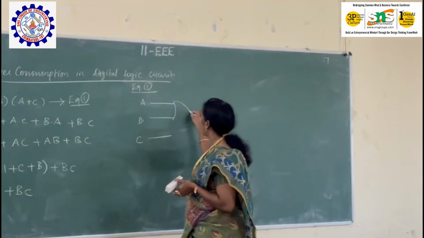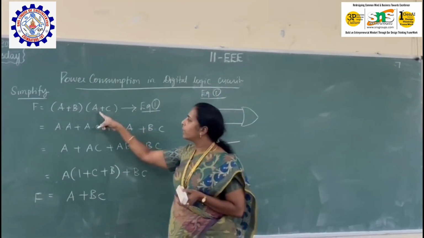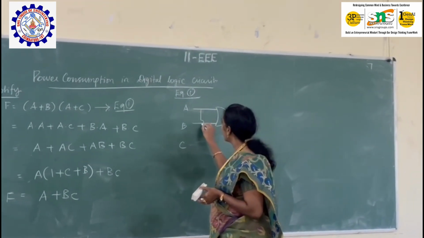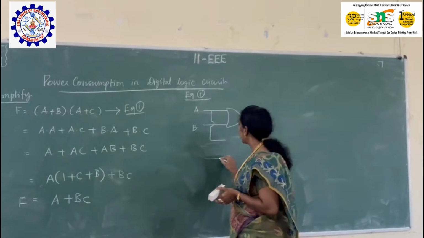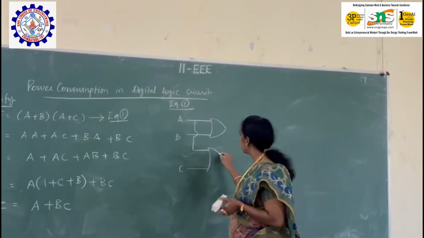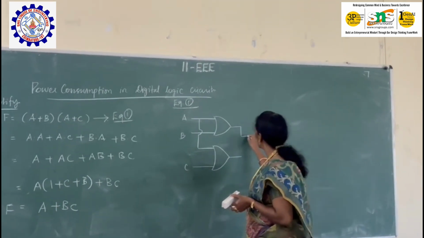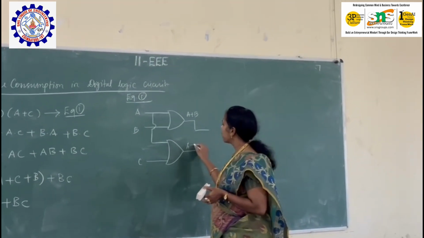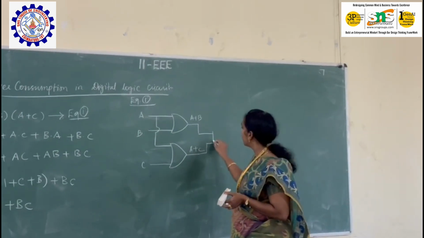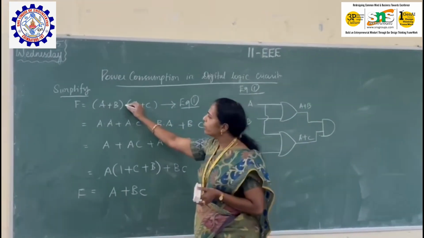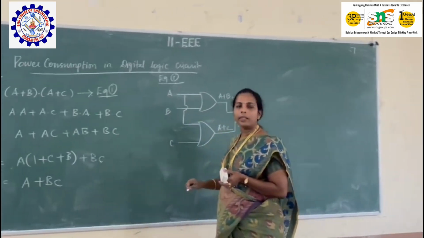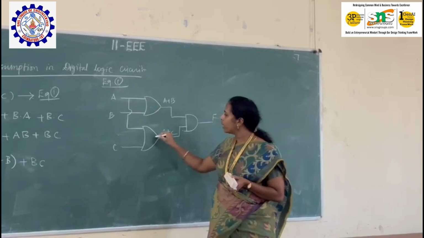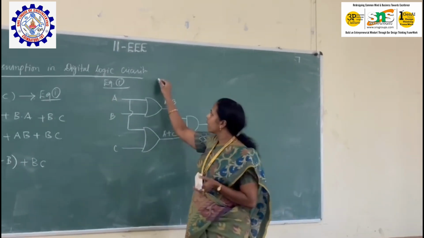So to this OR gate, and then another A and C. I am giving A, and then C, which is given to an OR gate. Then the output at this point will be A plus B, and at this point will be A plus C. Now these two are given to, what is this gate? AND gate, right? So finally we will be getting the expression. Altogether, how many gates are here? 3 gates are here, right?